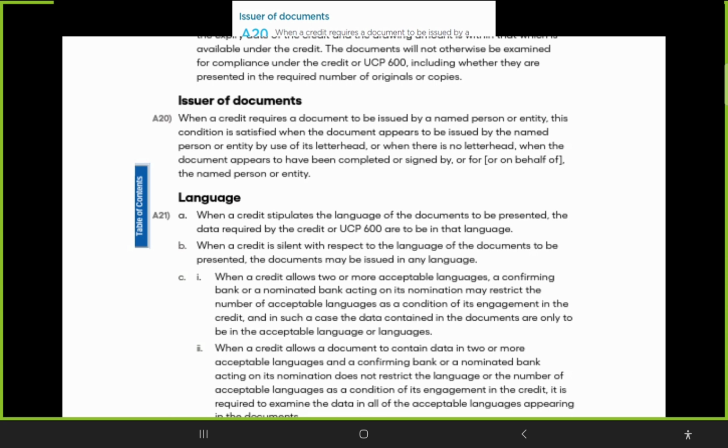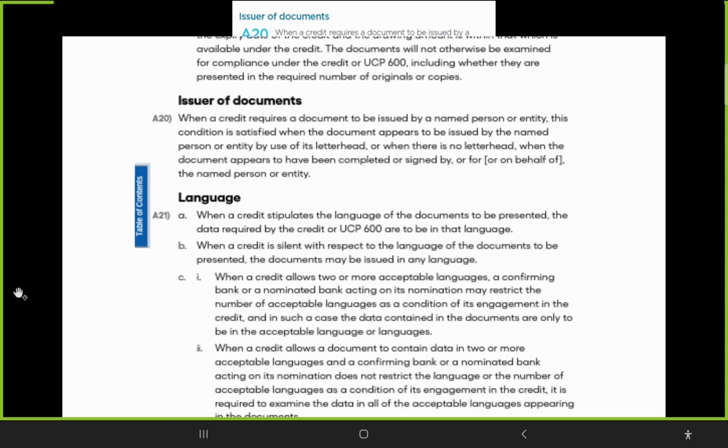For example, in an invoice, what are all the details you will definitely need to look into? Goods description, whether it is made out to the applicant, whether it is issued by the beneficiary, the currency details, all these details and the title. If there is a restriction, it should be in English. The other details can be in another language. But the data required to be checked by a document checker should be in the language stipulated by the credit. When a credit is silent with respect to the language of the documents to be presented, the documents may be issued in any language. If the credit is silent, then the documents presented can be in any language.